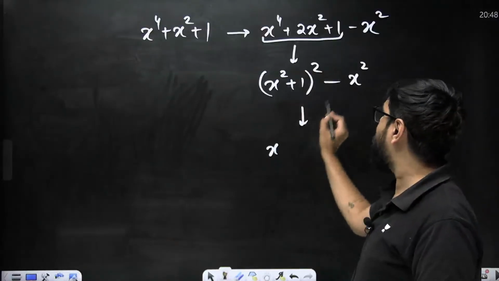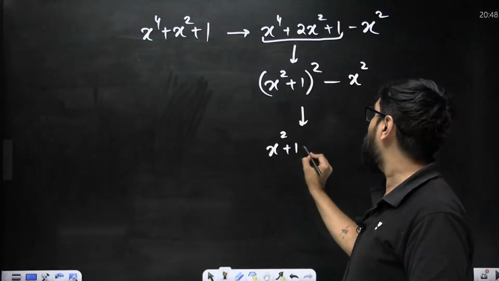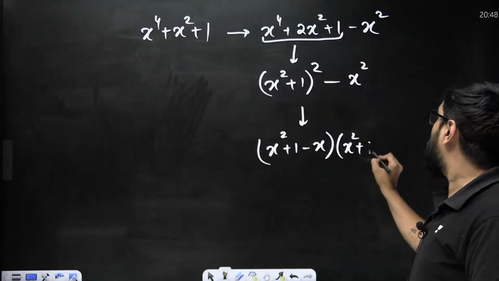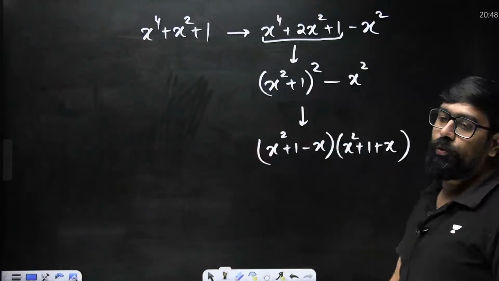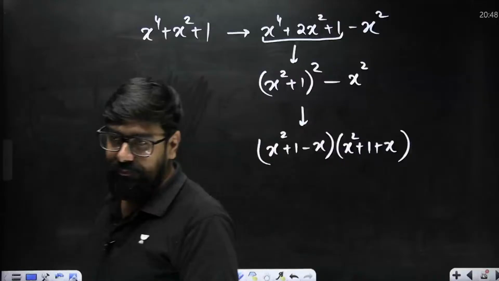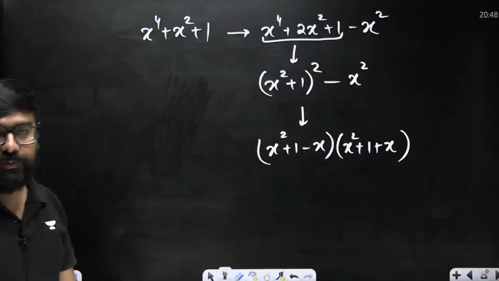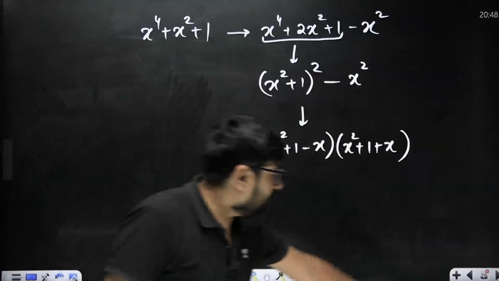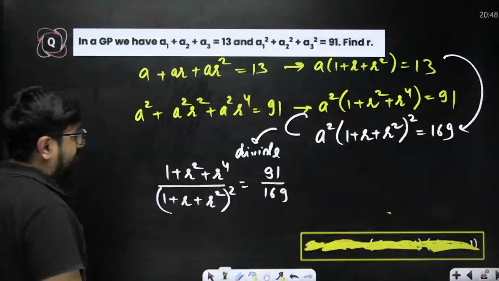This is a square minus b square, so x square plus 1 minus x into x square plus 1 plus x. A plus b into a minus b. Okay? A plus b into a minus b. I can write like this. Any problem? No problem. What benefit am I getting?